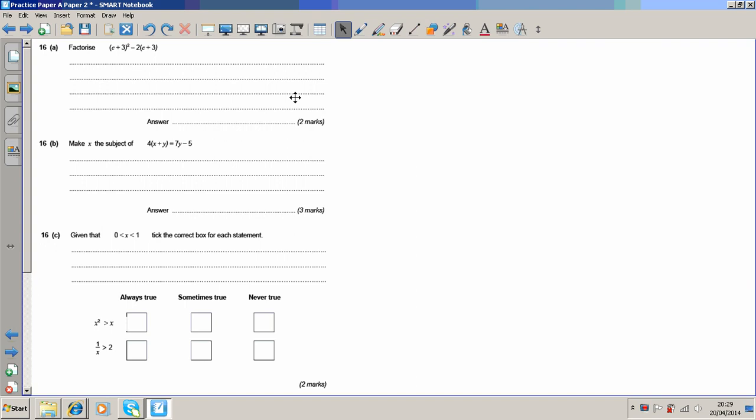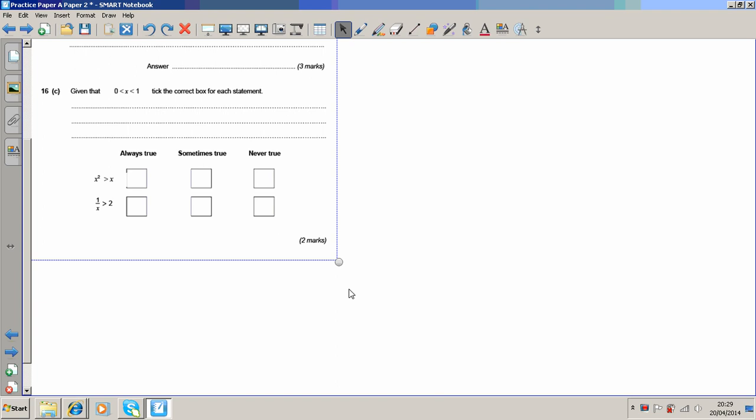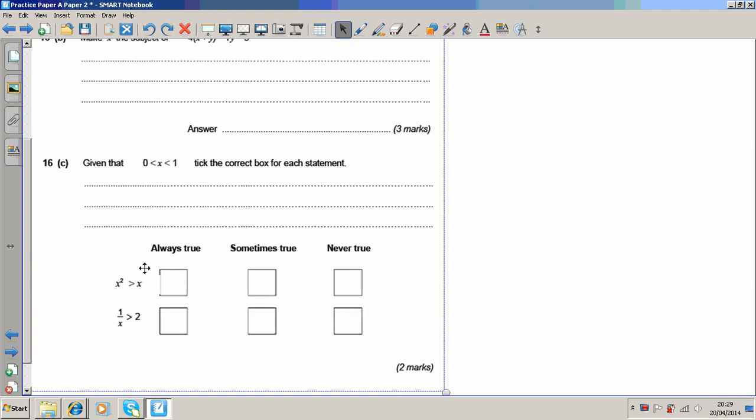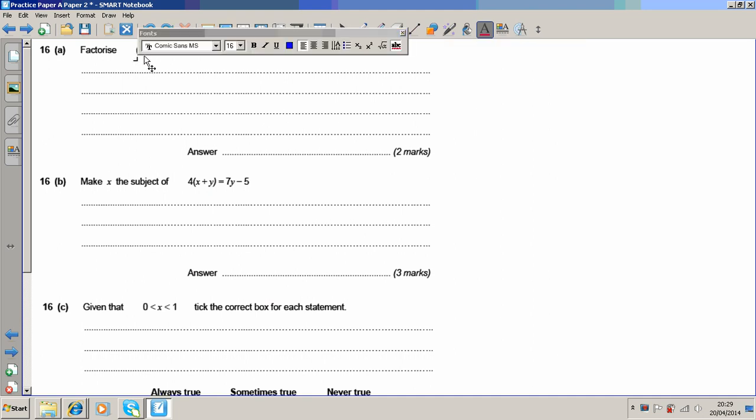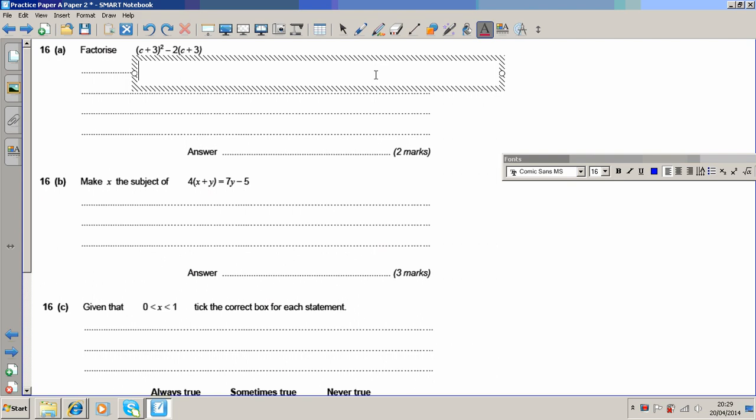Number 16. Factorise this. I need to make that a bit bigger. Okay, so factorise that. Before I factorise it, I'm going to have to expand the brackets. So first of all, what does that stand for? That stands for c plus 3 squared. Okay, no, I don't need to do that at all.